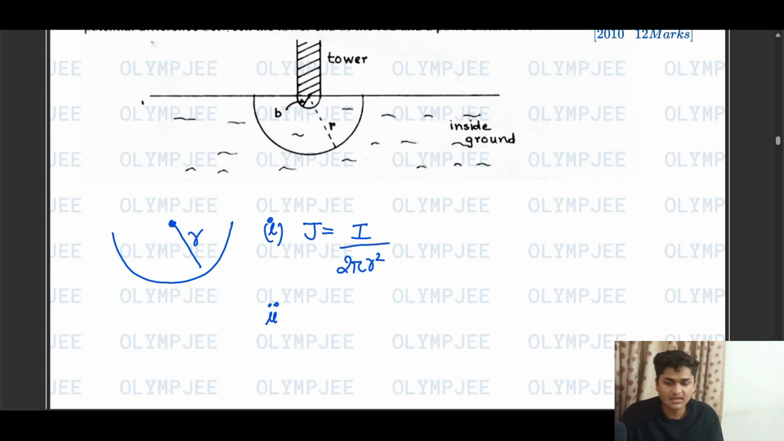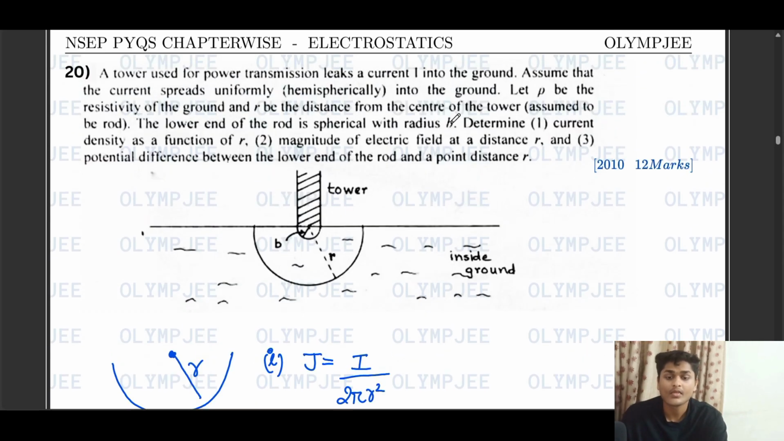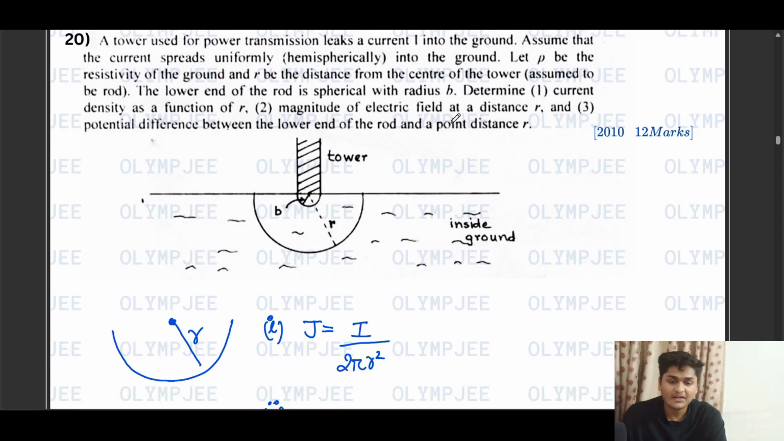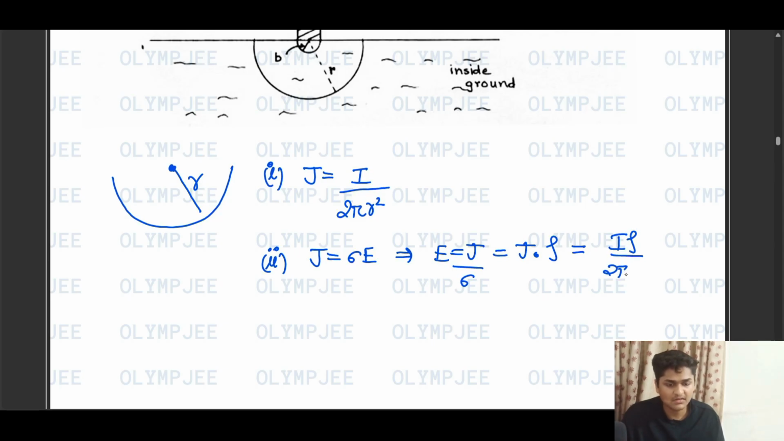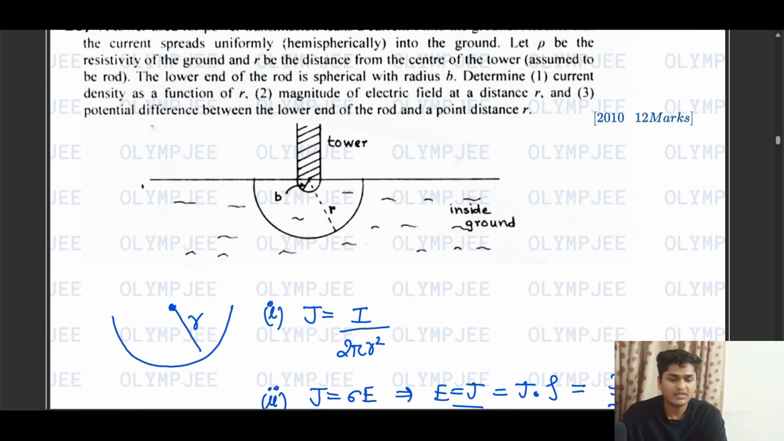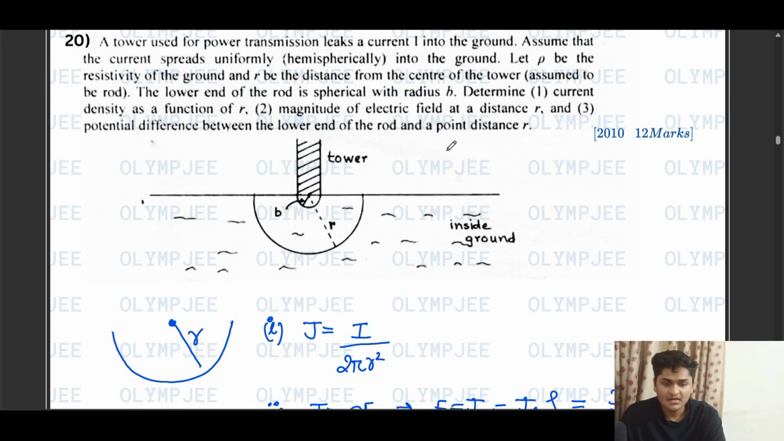Then second question says magnitude of electric field at a distance r. We know that J is given by conductivity into electric field. So electric field would be given as J by sigma, which is equal to J multiplied by resistivity. Since 1 by conductivity is resistivity, this will become I rho by 2 pi r square. So this is the answer for electric field.